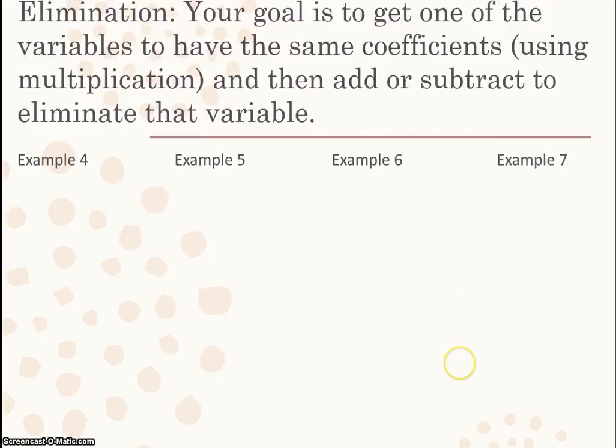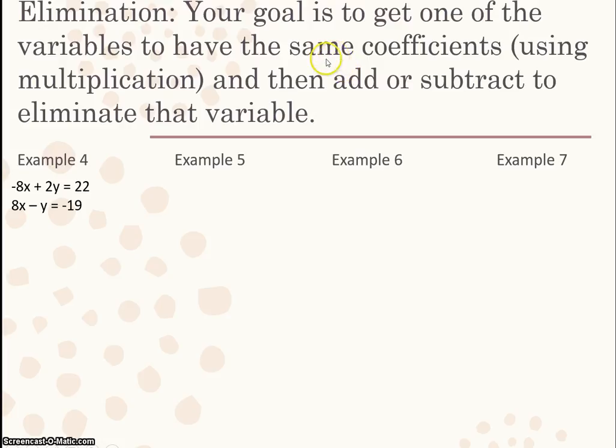The final way to solve a system is through elimination. Your goal is to get one of the variables to have the same coefficients using multiplication, and then add or subtract to eliminate that variable. So here's our first example.